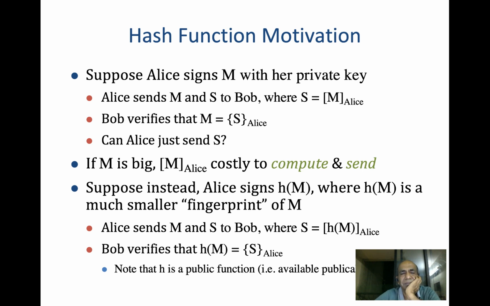All right. So what's the issue here? Nothing. So Bob, when he receives this pair, that is M and S, applies public key of Alice, which he knows, and then creates message M. If the output of this is equal to M, then Bob knows that message has come from Alice. Now the question is, can Alice just send S? What should be the answer?